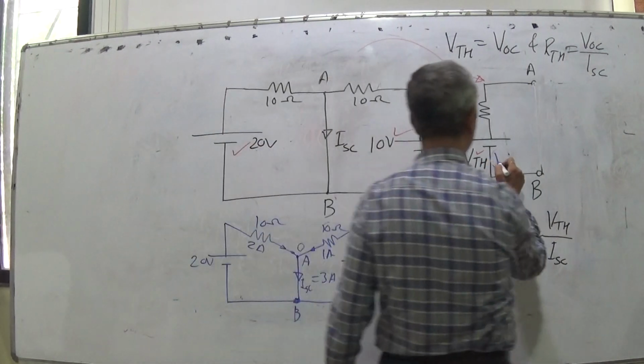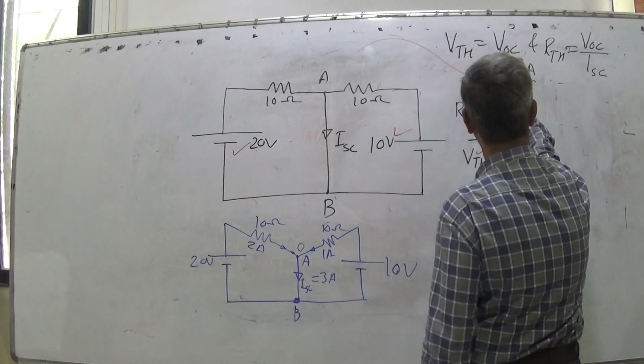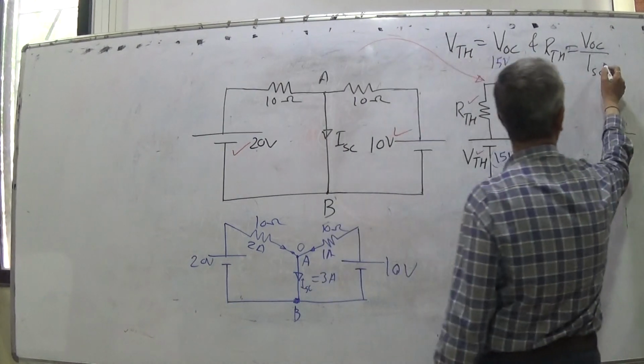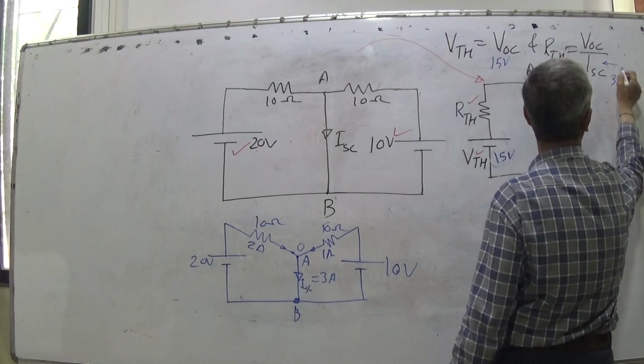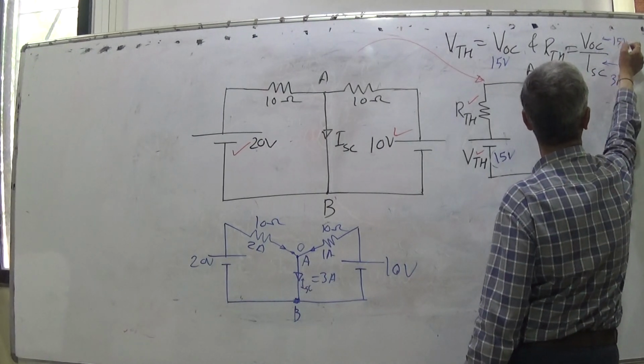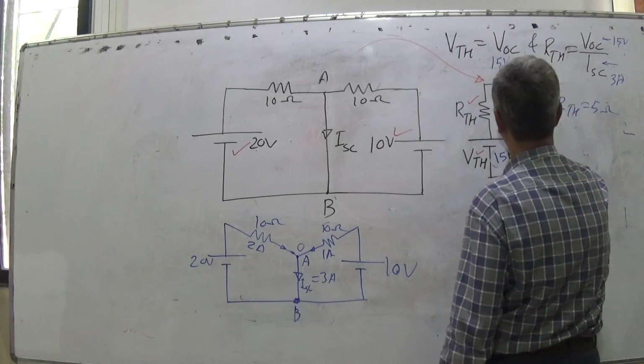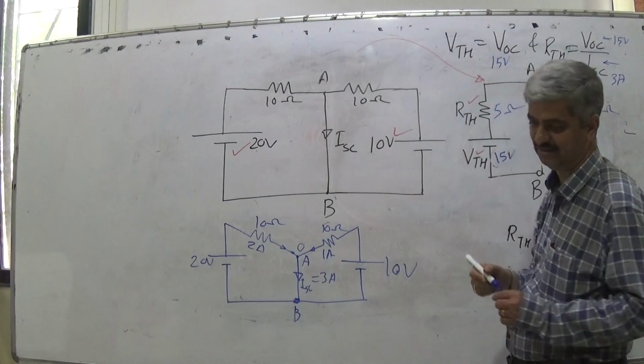VTH was 15 volt, because VOC was 15 volt. This ISC is 3 ampere. This VOC is 15 volt. So RTH would be 5 ohms. This is Thevenin's equivalent circuit.